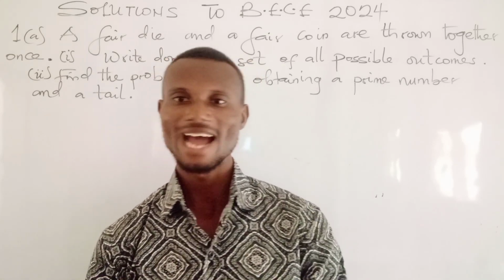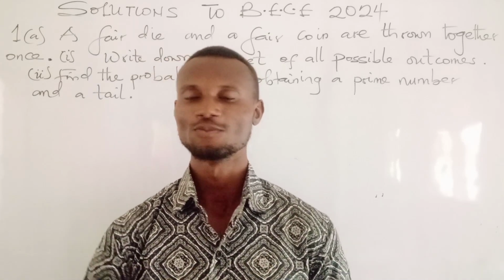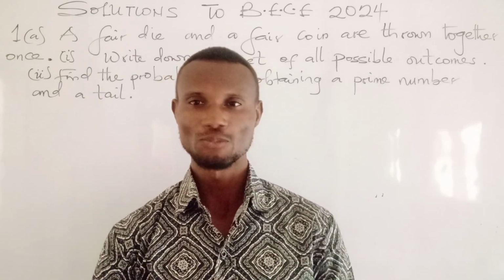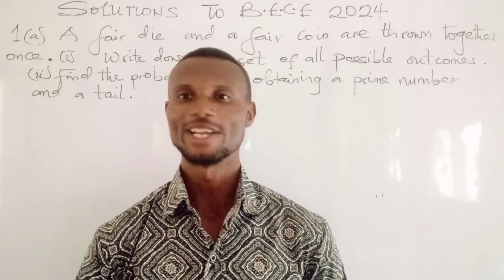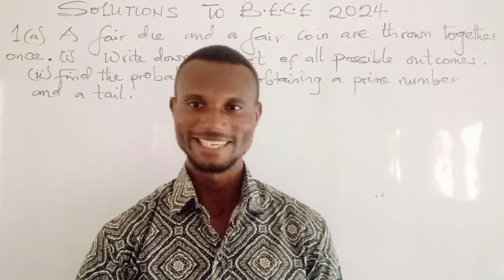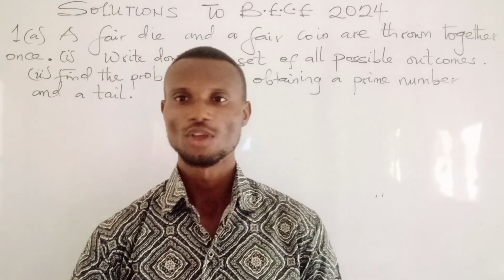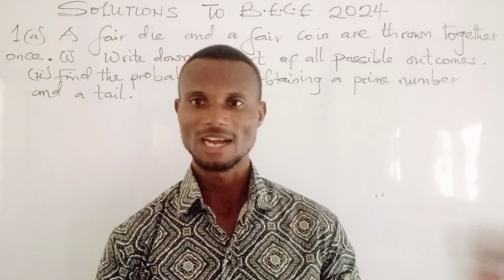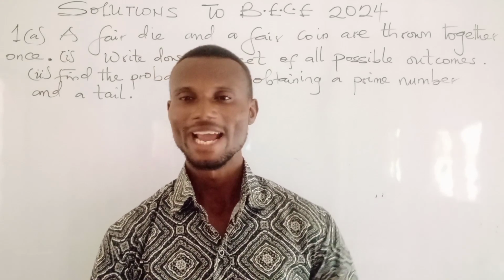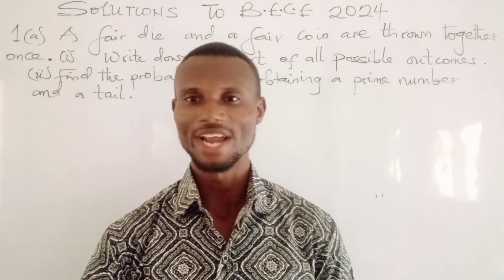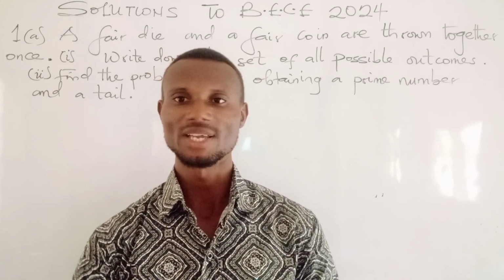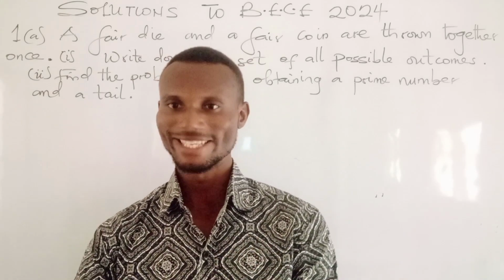These are the possible outcomes of tossing a fair coin once. I hope you understand up to this point. So keep in mind that when you take a fair die and you throw it once, the possible outcomes are 1 to 6. And when you take a fair coin and you toss it once, the possible outcomes are either a head or a tail.